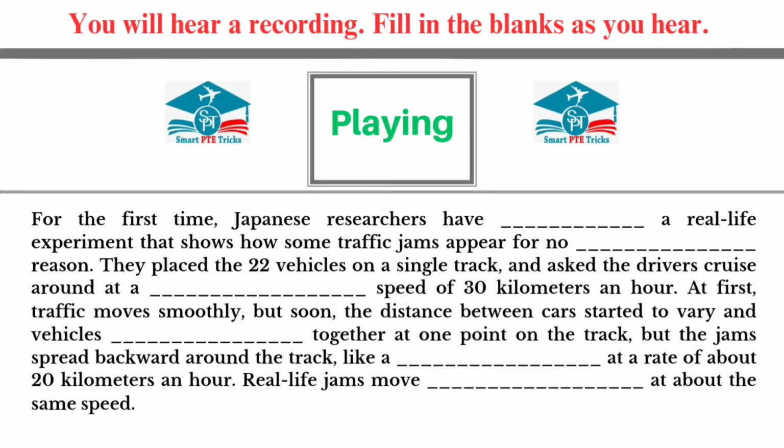For the first time, Japanese researchers have conducted a real-life experiment that shows how some traffic jams appear for no apparent reason. They placed 22 vehicles on a single track and asked the drivers to cruise around at a constant speed of 30 km an hour. At first, traffic moves smoothly, but soon the distance between cars started to vary and vehicles clumped together at one point on the track. The jams spread backward around the track, like a shockwave, at a rate of about 20 km an hour. Real-life jams move backward at about the same speed.